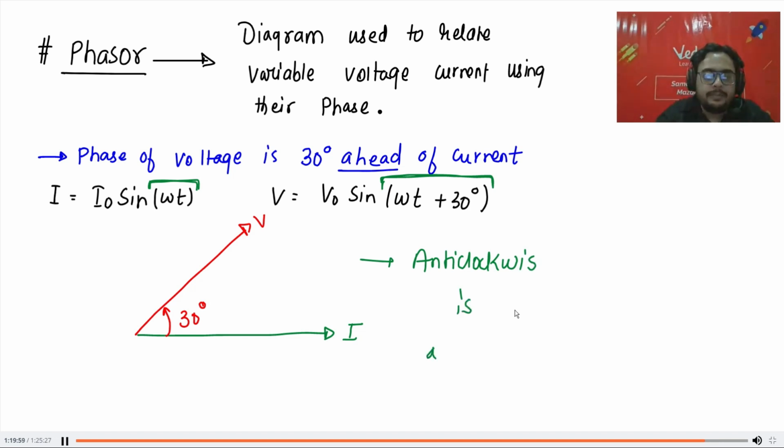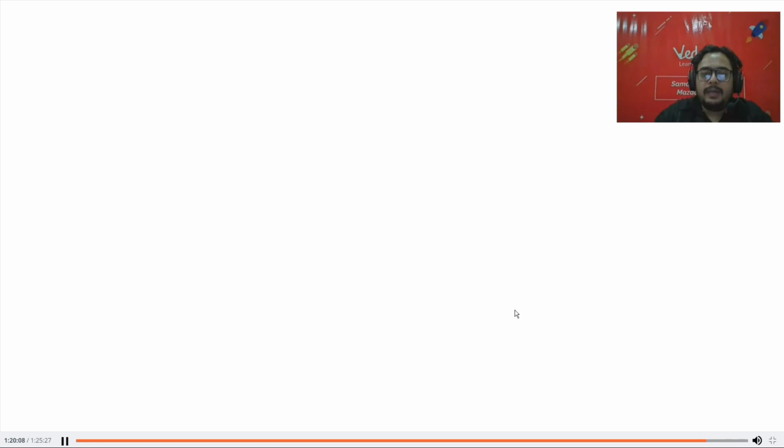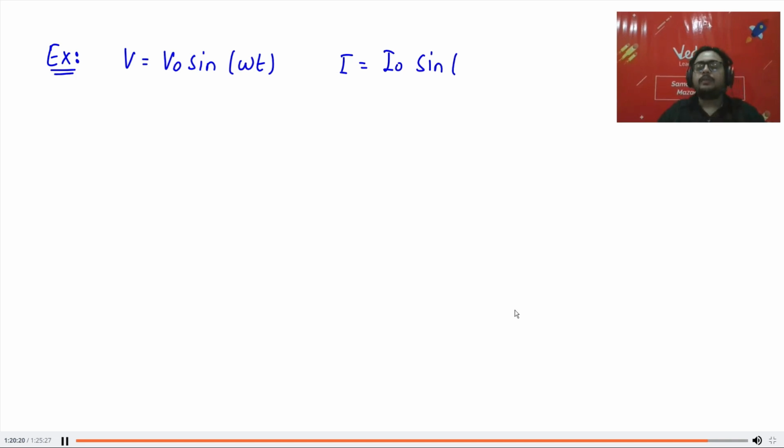एक और example let me give you. Let me say that I have voltage as V naught sine omega t, and I have current as I naught sine omega t minus 60 degree. Can you tell me which one is ahead? कौन आगे है? Voltage. So where is current? Current is 60 degree behind.